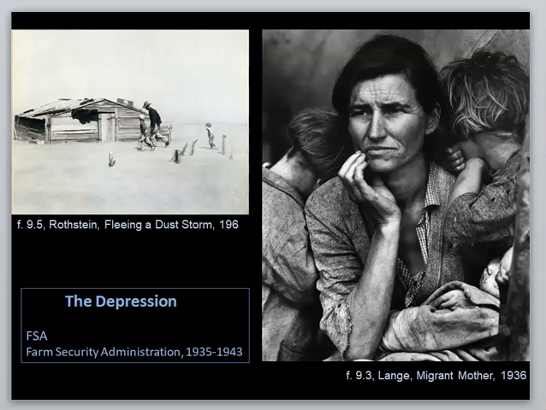Okay, there are two images on the screen right now. Both of these are icons of the Depression. The one on the left is by Arthur Rothstein, and it's figure 9.5 in our textbook. This deals specifically with the Midwest and the Dust Bowl conditions: the drought that was causing crops to die, people who were farming the land not being able to pay their mortgages, and being essentially driven off of their land.